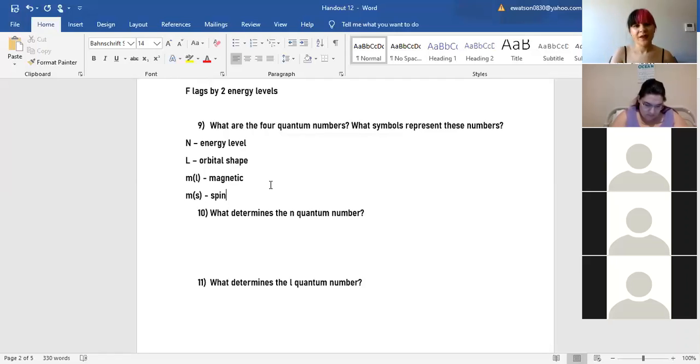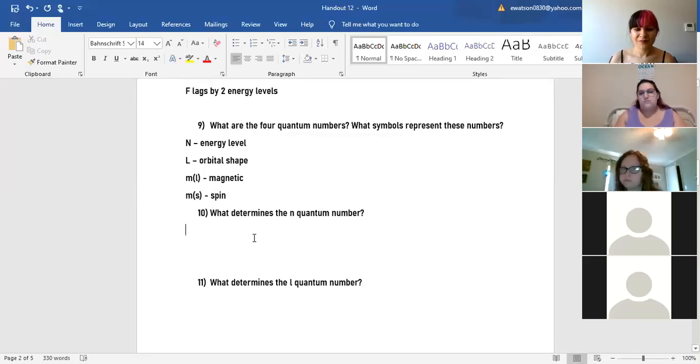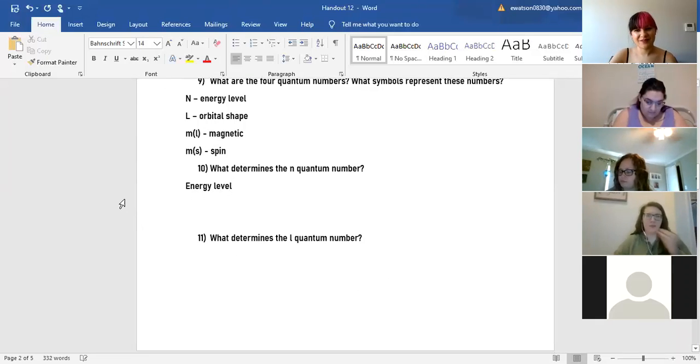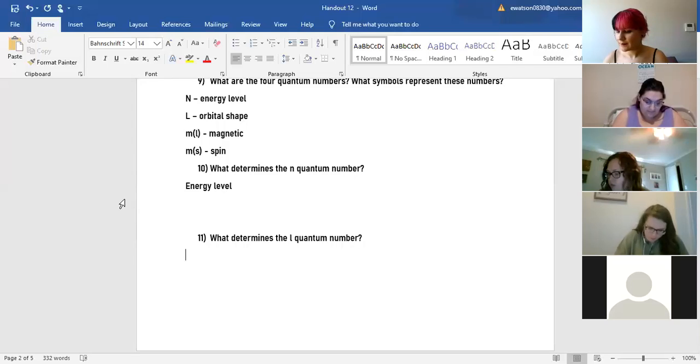Okay, cool. So this is really repetitive. What determines the N quantum number? Energy level. What determines the L quantum number? Orbital shape.